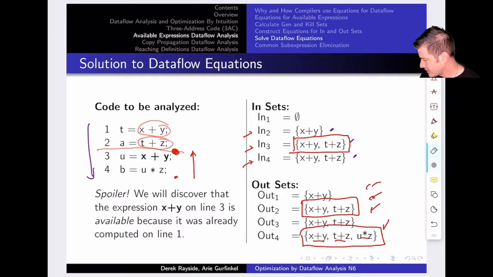So for example, if we want to check why do we have x plus y in here, well, we see that x plus y is computed right before. It's stored in a variable u. u is not changed, so x plus y should be available at this point, and it is.